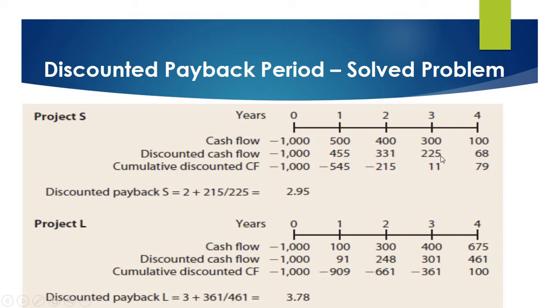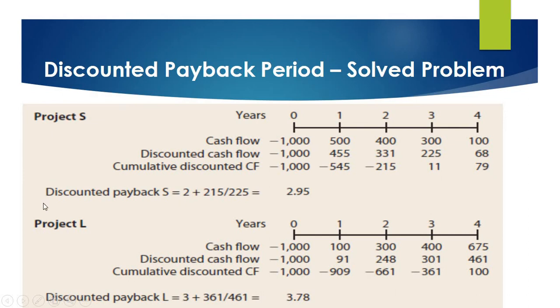Then the discounted cash flow for year 3 is 225. Now adjust it with the cumulative discounted cash flow of year 2, which is minus 215. So minus 215 plus 225 is approximately $11. Here we are not using any decimal points. So if we look at the rounded figures, it looks like it should be $10, but if we use the decimal points, it will be approximately 11. In the same way, we can find out the cumulative cash flow for year 4.